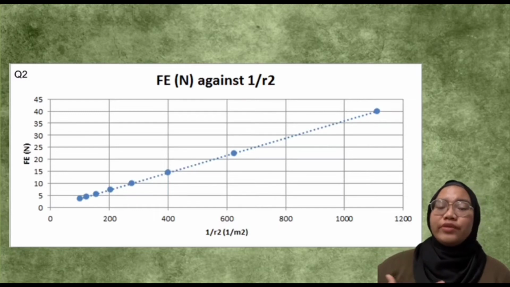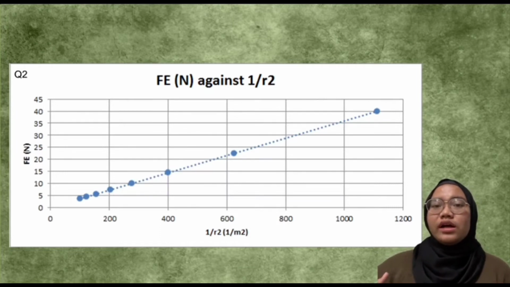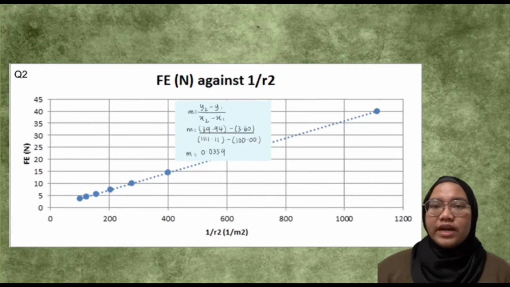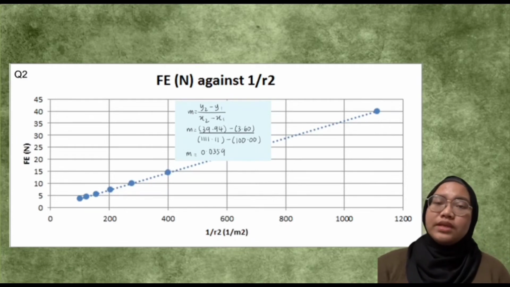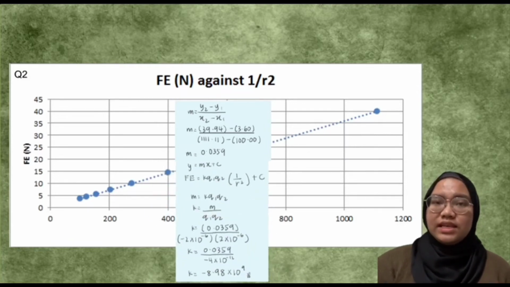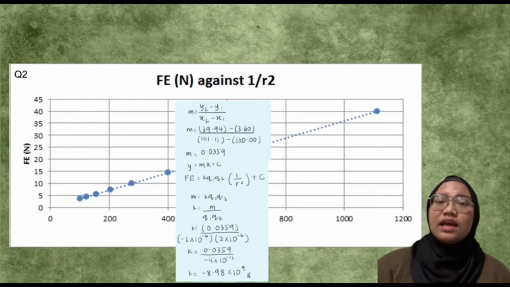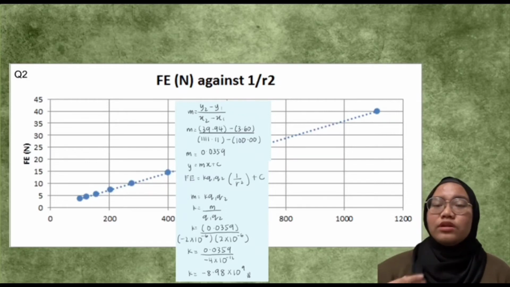So, how do we find the percentage error in K? First of all, we find the gradient using the formula m equals rise over run, and we got 0.0359. Later, the m we obtained, we substitute in the formula y equals mx plus c. In this formula, we took y as electrostatic force as it is on the y-axis, and since 1 over r squared is on the x-axis, we replace its value as x in y equals mx plus c.